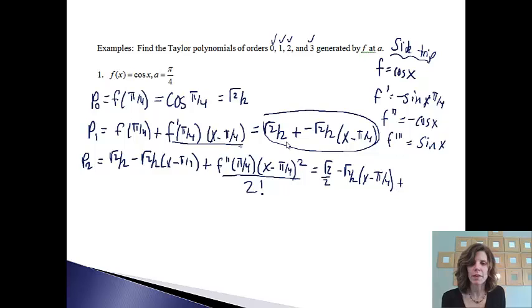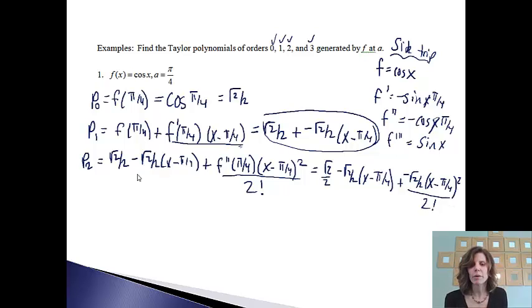And then the next part, the second derivative at pi over 4. If I plug pi over 4 into the second derivative, cosine of pi over 4 is still square root of 2 over 2, and I still have a minus there. So we're going to have negative square root of 2 over 2 times x minus pi over 4 quantity squared, and then it's going to be over 2 factorial.